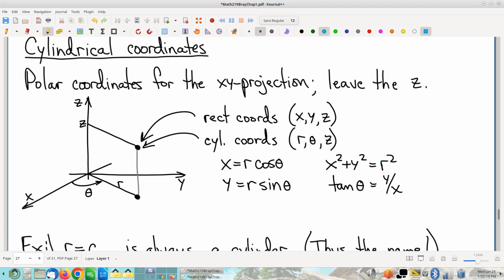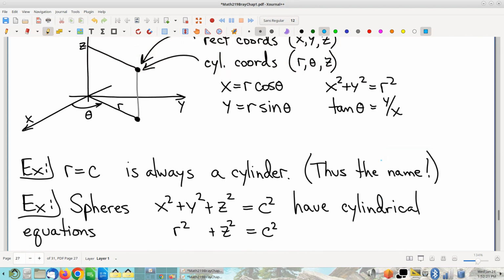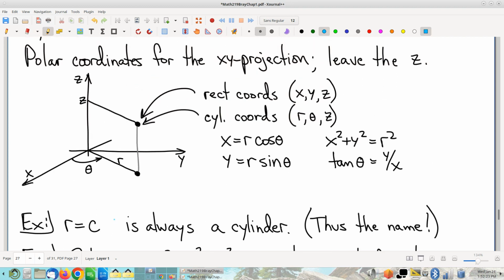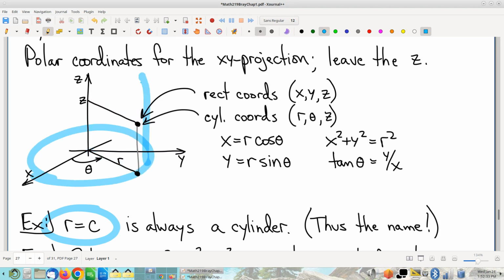So a couple of examples. Keeping in mind that r now represents distance from the z-axis, setting that equal to a constant, hopefully no surprise, gives rise to cylinders, and that's why we call it cylindrical coordinates. I hope that seems reasonable. Okay.